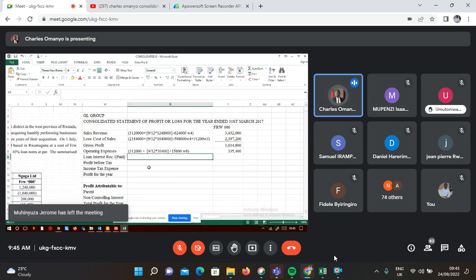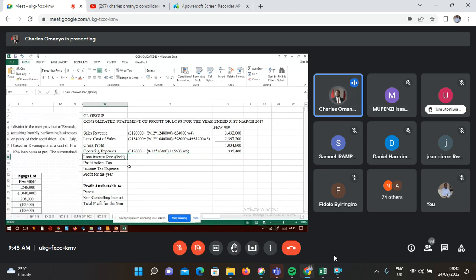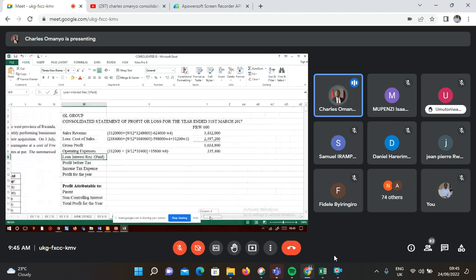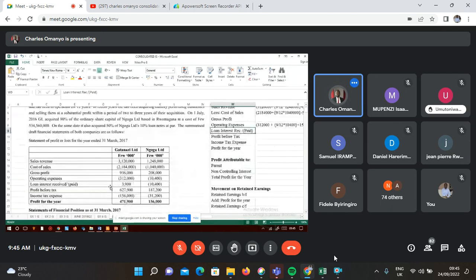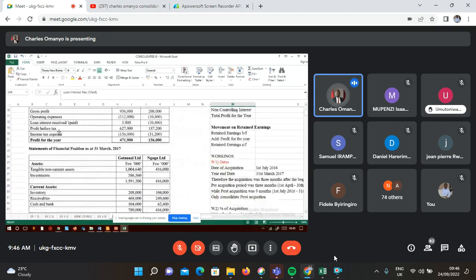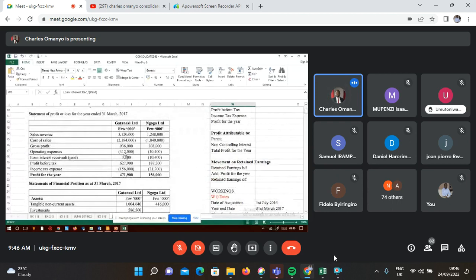Please, let's be attentive with the loan interest, because there is a confusion here. There is a loan interest received and there is a loan interest paid. You see there are two, received and paid. So let's carefully read it. Loan interest received, which is positive, and the loan interest paid, which is negative. Now, before we account for this negative, we must multiply it by 9/12.